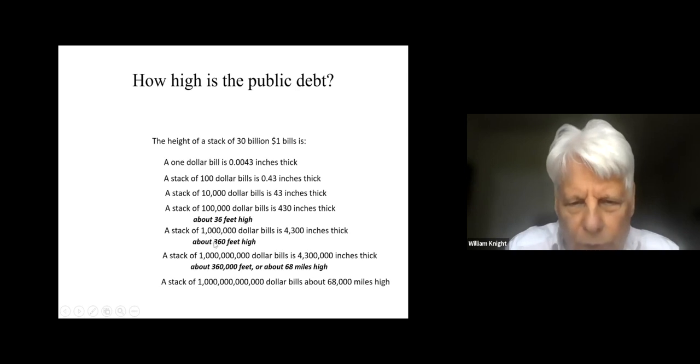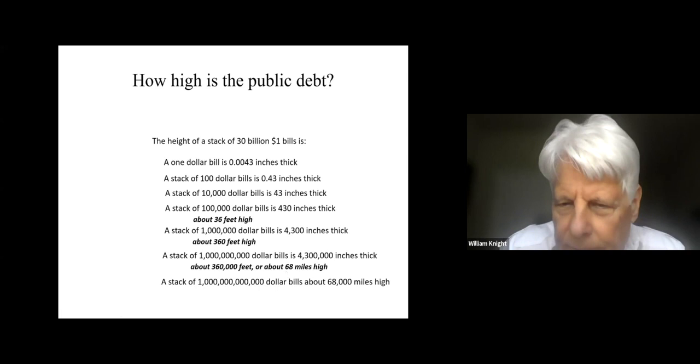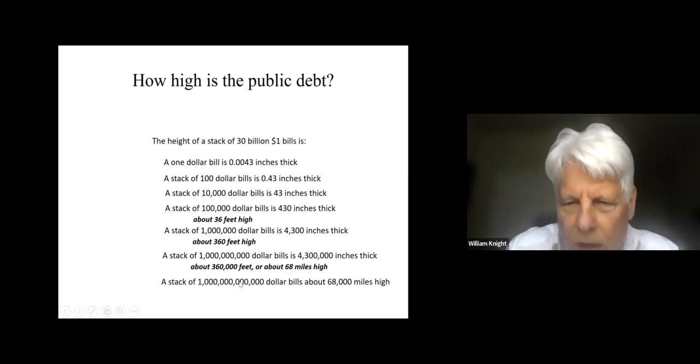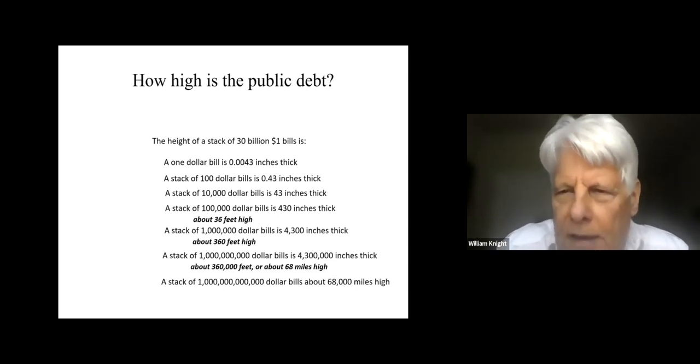A million was 360. Now, a billion is 1,000 million. So a billion is going to be about 360,000 feet high, which is about 68 miles. A stack of a trillion, which is 1,000 billion, then is going to be about 68,000 miles high, not quite 3 times around the earth.